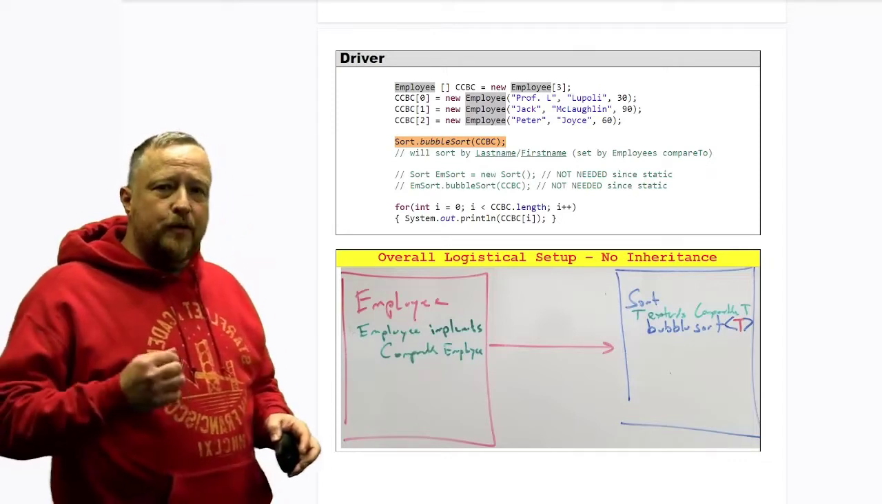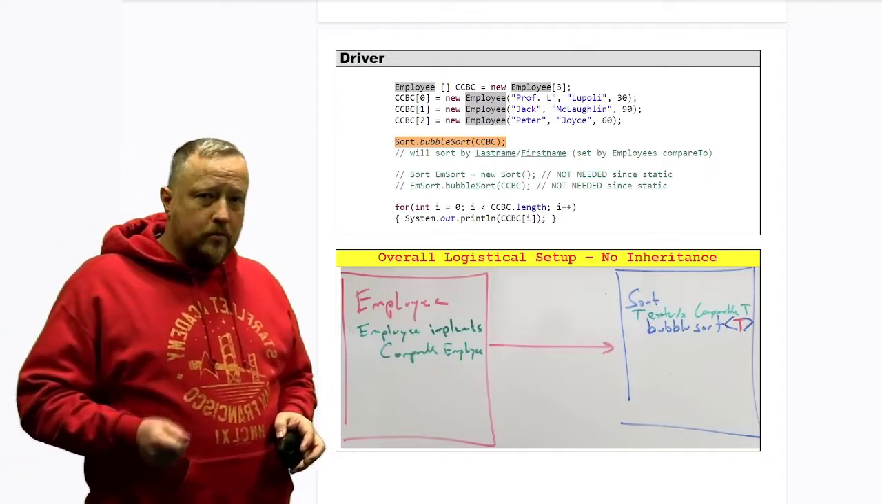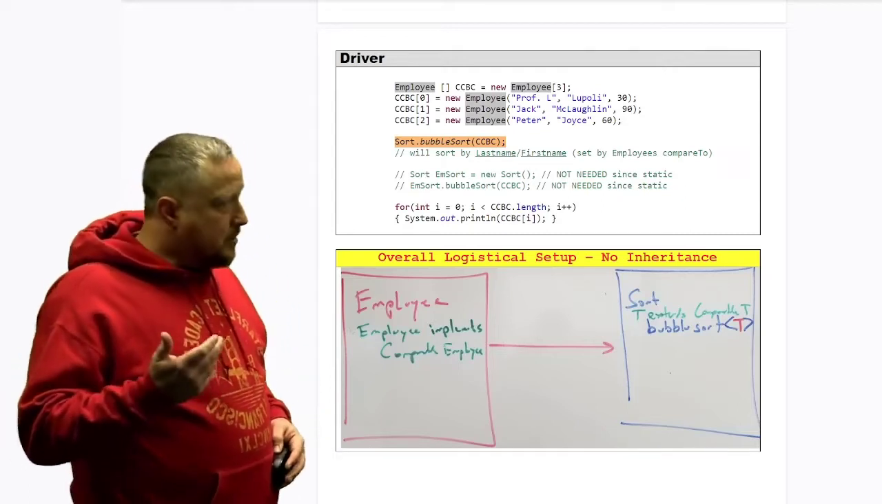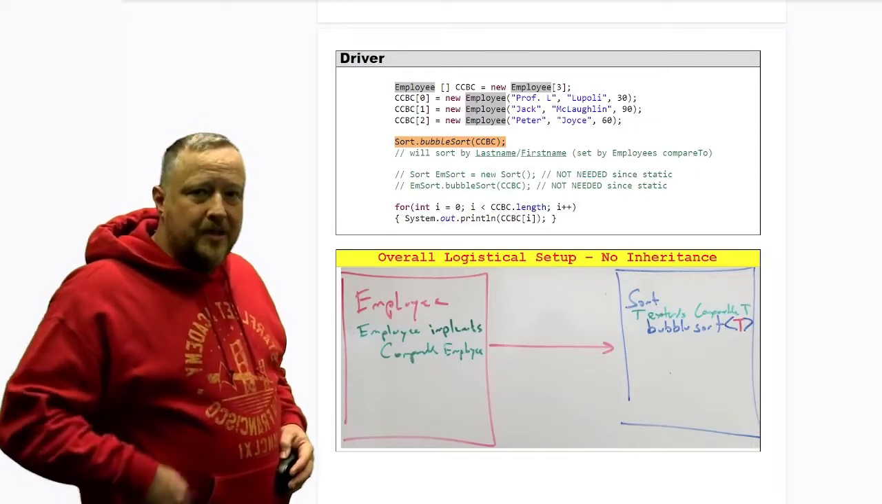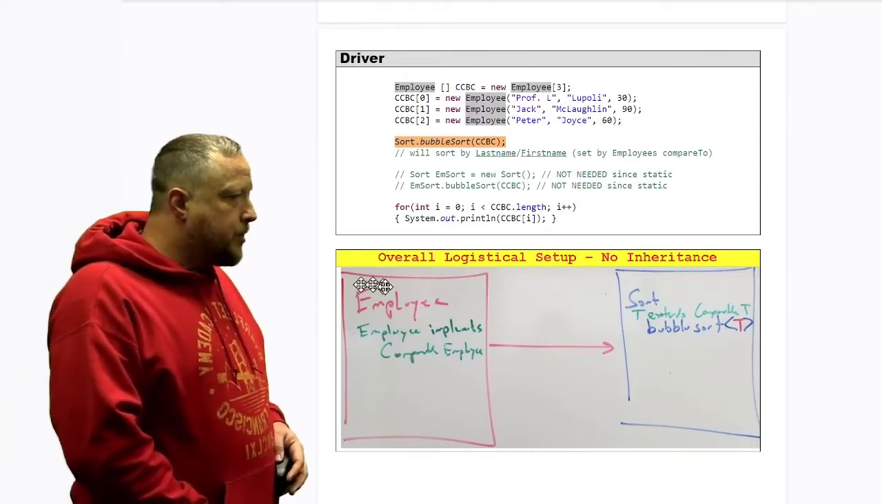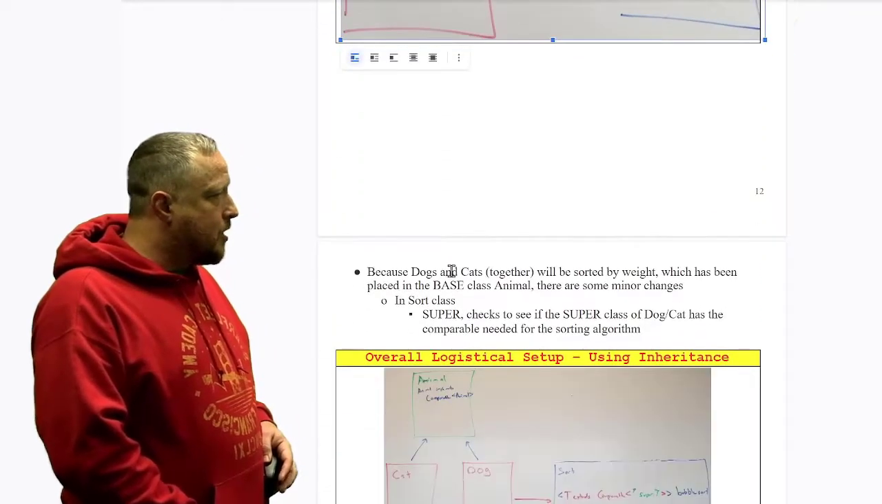Now, what happens if you have something like animal? Remember, animal had dog and cat, where animal is a base class that's going to have the actual way of going ahead and sorting it. Well, things get a little bit more interesting, but still, it's not all that bad.